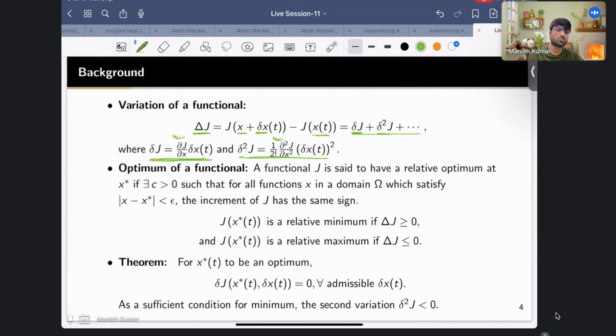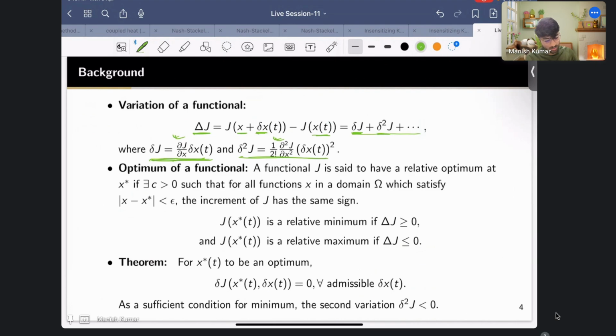It's analogous to what we have seen in functions. When we have a real valued function with a real variable, there you just have to take the first order derivative, find f prime of x equal to 0, and then check whether the sign of the double derivative is negative or positive. The same thing applies here. The same thing has been generalized in this setup for a functional instead of a function.